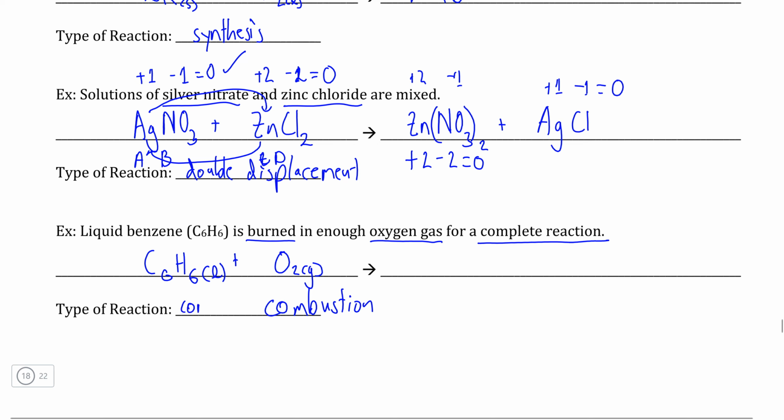Our description actually says that this is burned in enough oxygen for a complete reaction, meaning that we have yet another complete combustion reaction, so we can complete our skeleton equation by writing in carbon dioxide and water vapor.